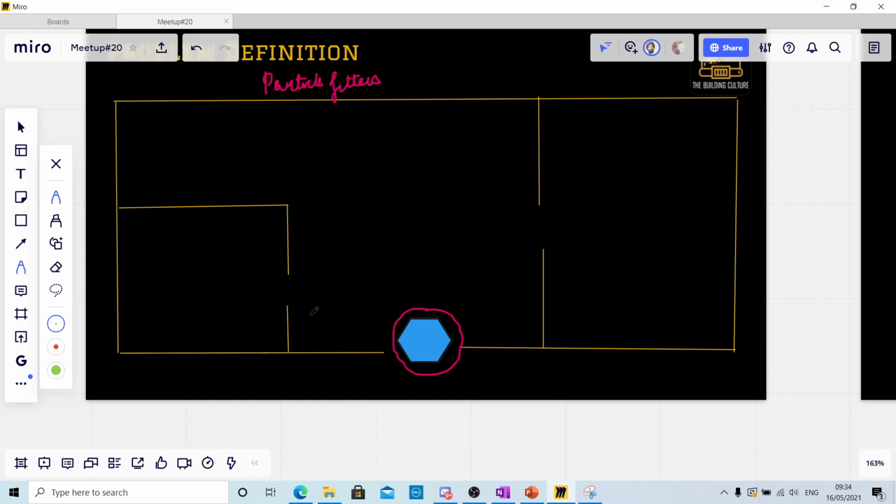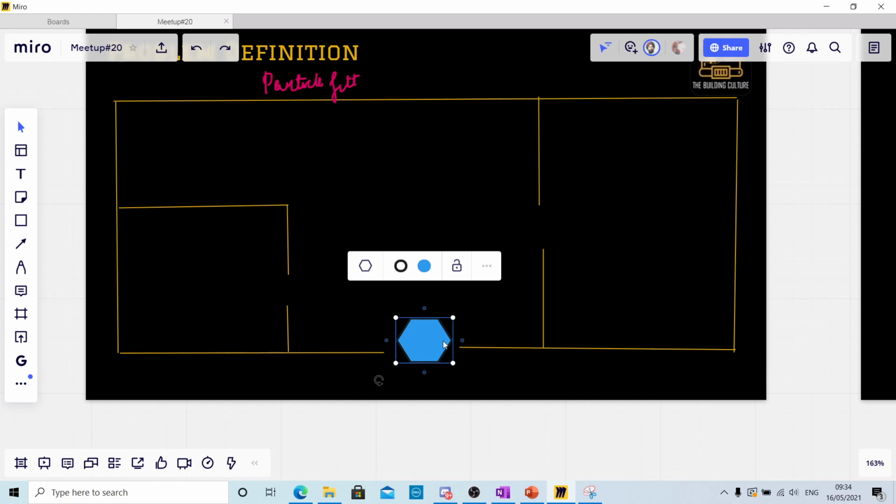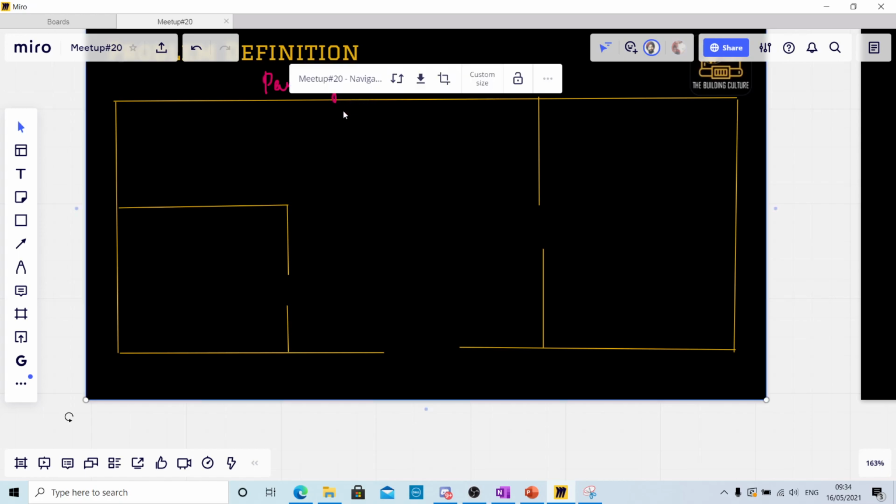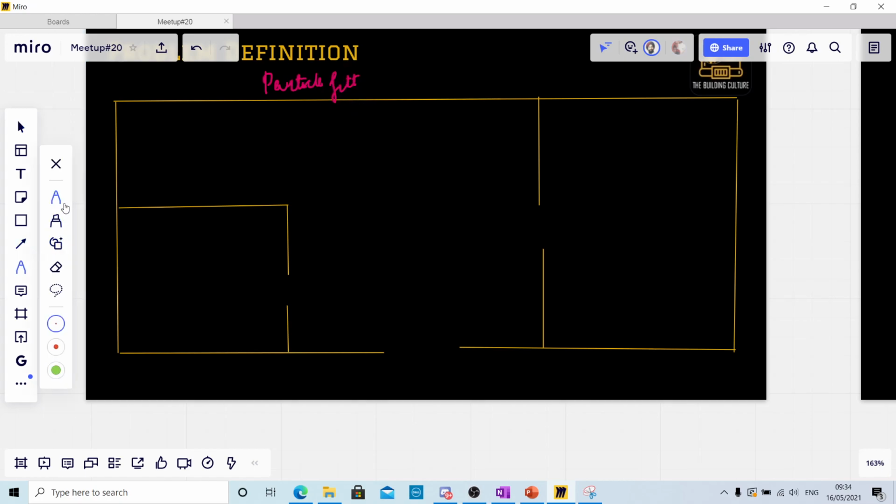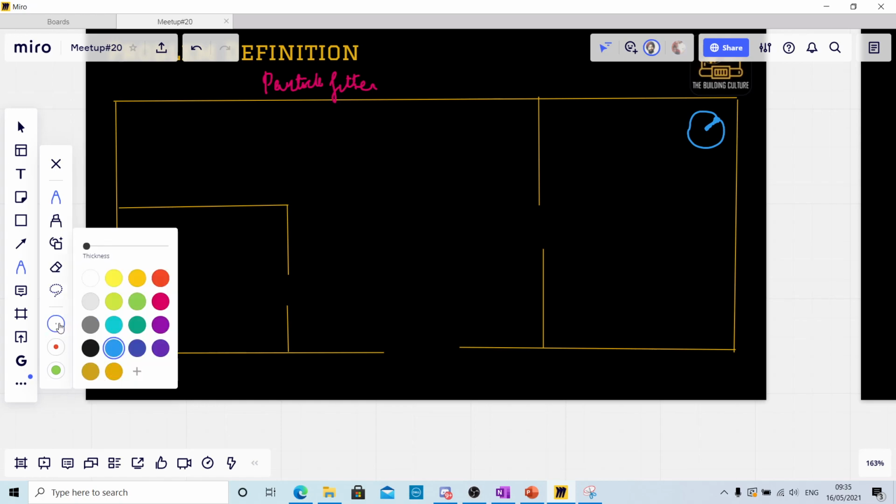So initially, let's say we don't know where the robot is. Let's remove this robot from here. The robot doesn't know where it is, but let's say ideally that the robot is located, let's say it's facing here at a corner. I'm just taking a random example, and we know from our previous session that the Roomba is equipped with a lidar as well, and it also has a camera.